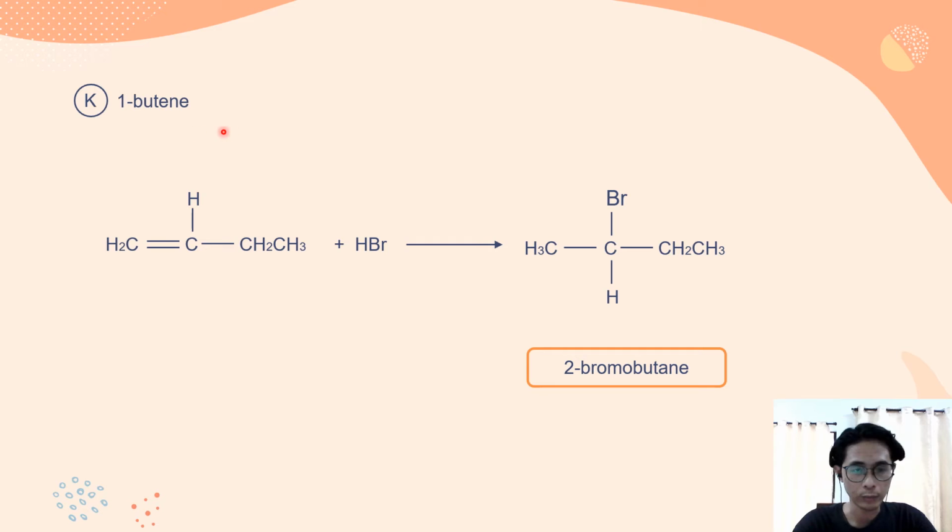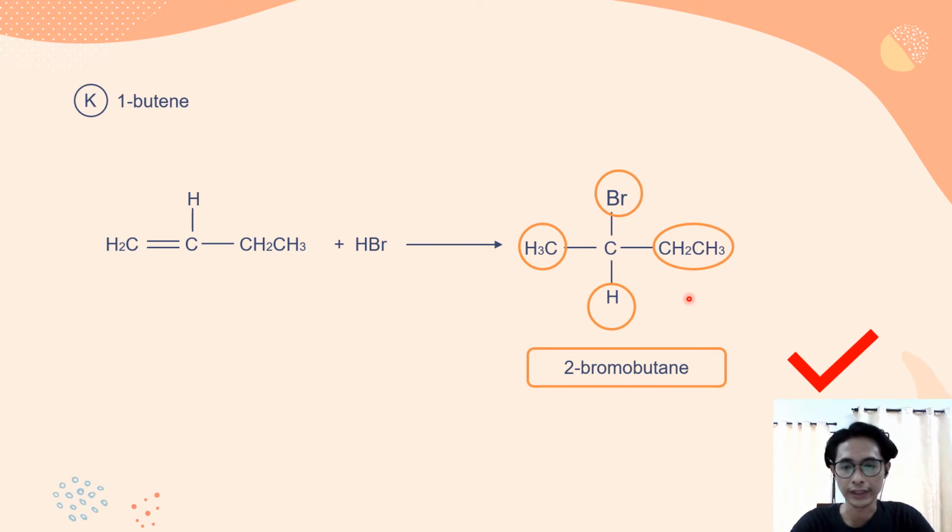And the next alkene we'll be using here is K, which is 1-butene. So when 1-butene reacts with hydrogen bromide, it creates 2-bromobutane. And in the structural formula of 2-bromobutane, we can see that there is one methyl group, one bromine group, one ethyl group, and one hydrogen group. So there are 4 different groups attached to the carbon atom, which means it is indeed a chiral carbon, and so it does produce an optically active product.